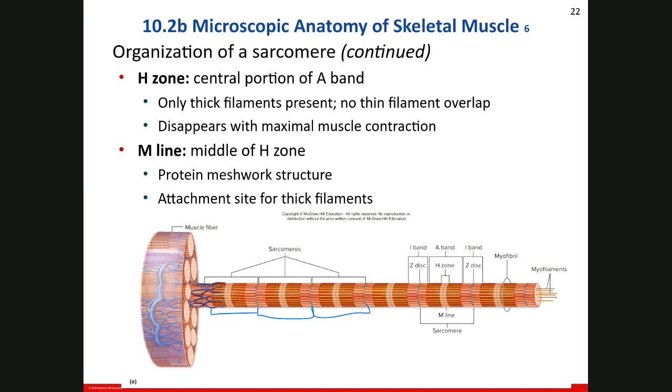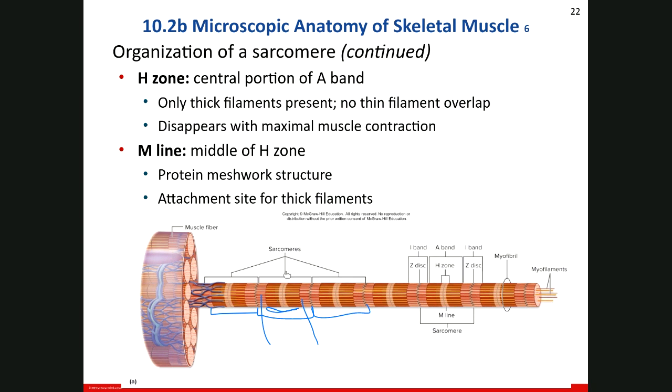Each sarcomere has one central part here, which is our A band, and two parts on both sides, which are I band. In the center of each of these A bands, you can see H zone, and in the center of H zone, we have M line.